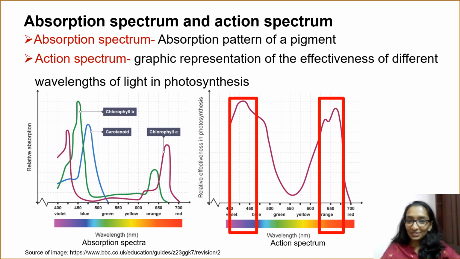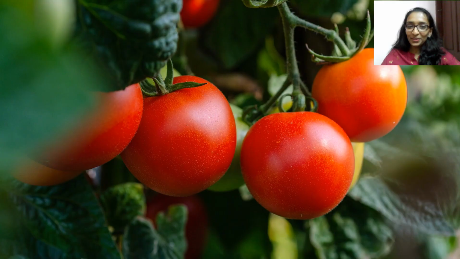Before we conclude the lecture, I have a question for you. Do you know what causes the bright red color in tomatoes? It's a kind of carotene. If you know the name of this carotene, then type the answer in the comment box below.